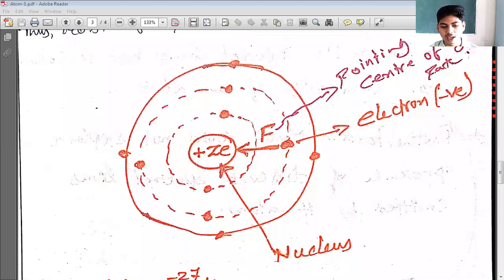Such atoms cannot exist. They are totally unstable. As soon as they are formed, they get destroyed. The electron starts emitting energy, eventually falls into the nucleus, and the atomic structure gets destroyed. So even Rutherford's atom model was discarded.